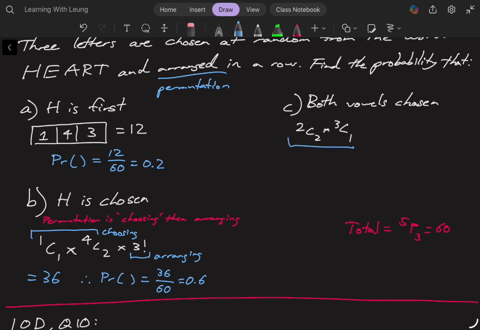Okay. And then, again, to make it clear, this is the choosing. And then we need to arrange them. Again, multiply by 3 factorial, because that's the number of ways to arrange 3 letters, which all equals 18. Therefore, the probability of both vowels being chosen is 18 over 60, which is equal to, I think, 0.3. Cool? Great. All right.